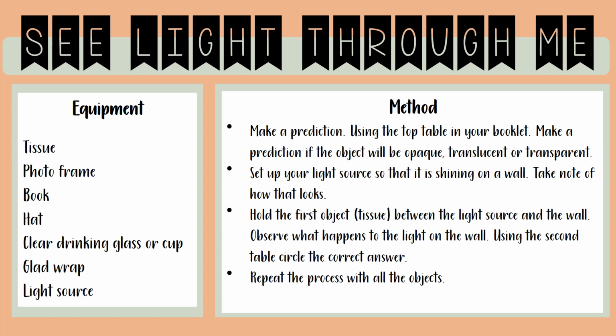Hold the first object, so let's say the tissue, between the light source and the wall and observe what happens to the light on the wall. Using the second table, circle the correct answer. So repeat the process with all the objects. If you are missing one or two of these objects, maybe grab something else from around the house. Have a go with some other things that you might find around the house that you're wondering if they are opaque, translucent, or transparent.